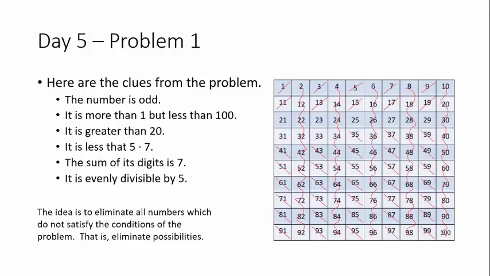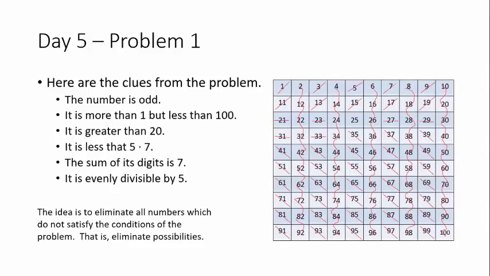The next clue is the sum of its digits is 7. So I can look at the remaining numbers. I've got 21, 23, 25, 27, 29, 31, and 33 left. All I have to do is add the digits in each integer and see which one sums to 7. I'm marking out the ones that do not work.